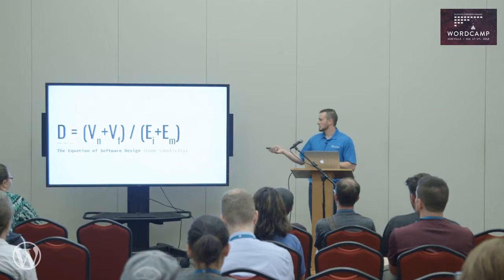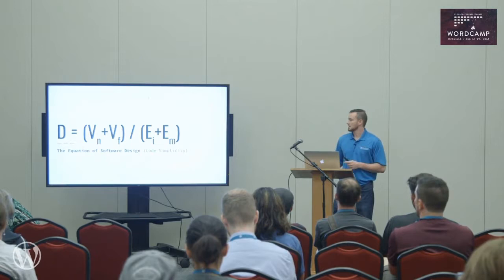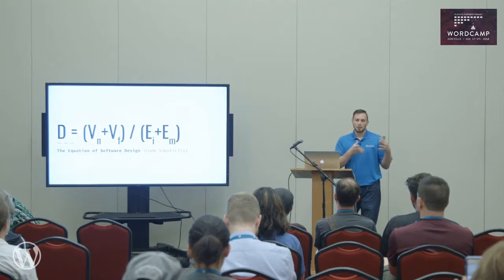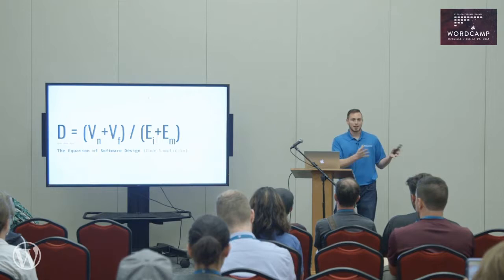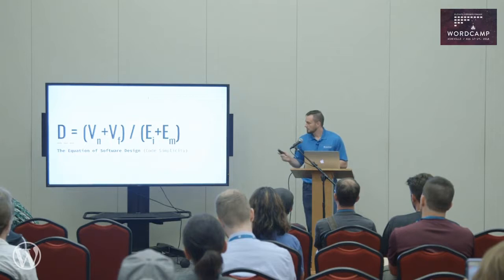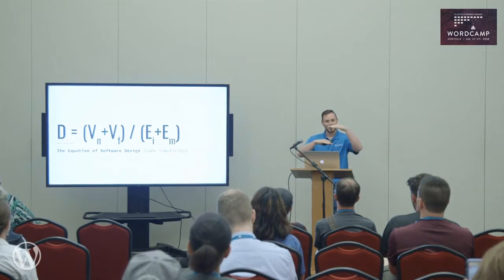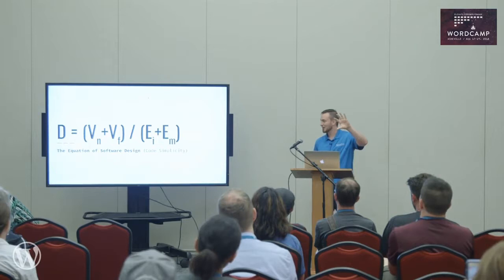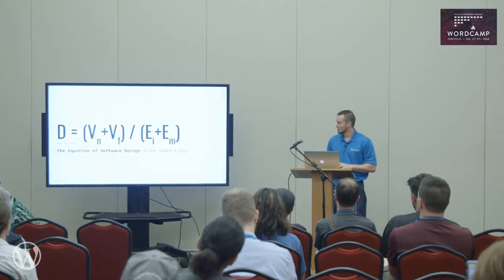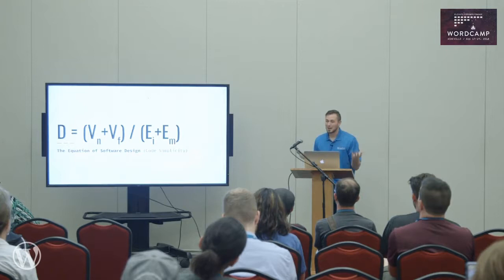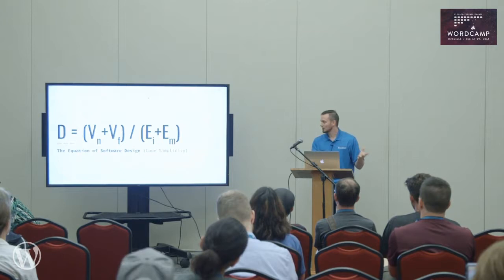All these letters mean different things. The D on the far side is the desirability of a change or a feature. All of these factors are going to affect whether it's a good idea to actually implement a particular solution. We have a division, right? On the top, we have these two V entries, and on the bottom, we have these two E entries. The V stands for value, and the E stands for effort. At a basic level, value over effort is what would result in the desirability of a change.